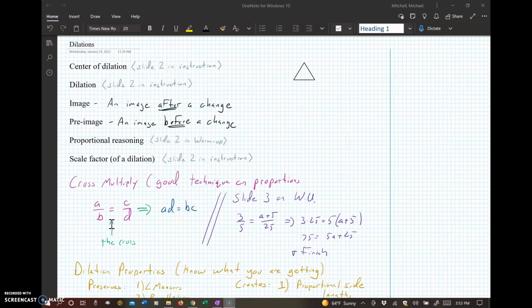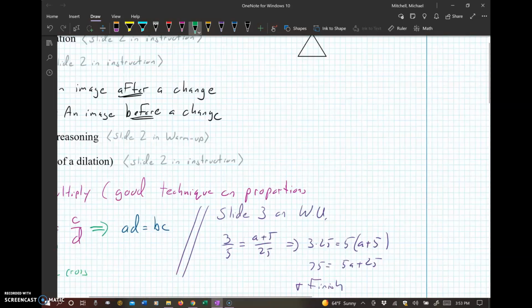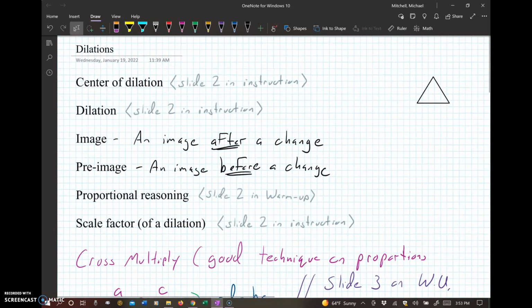So, dilations here, kids. We start off with these terms over here. This stuff in the gray, I'm using this little pencil icon. Actually, that's right there, that pencil icon. These mean center of dilation is on slide 2 in the instruction. That's where you're going to find it. Okay?